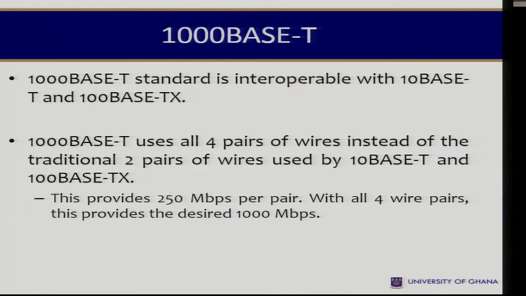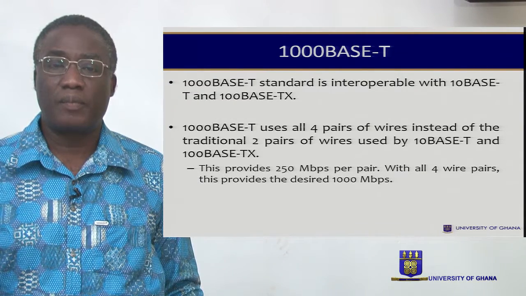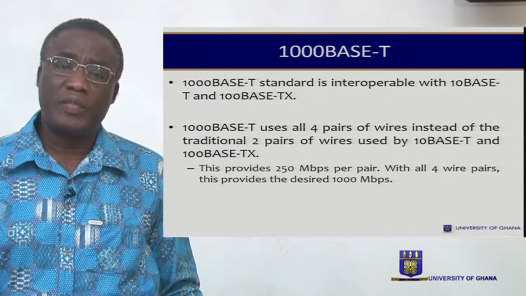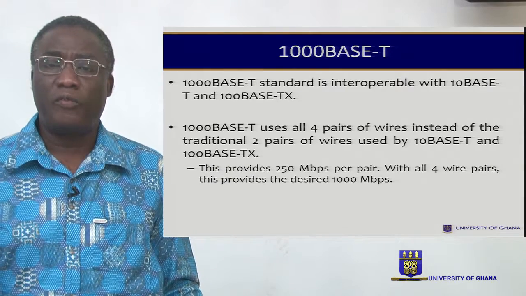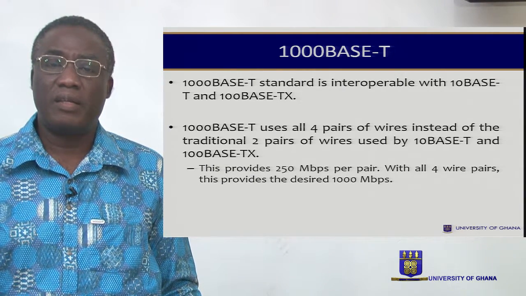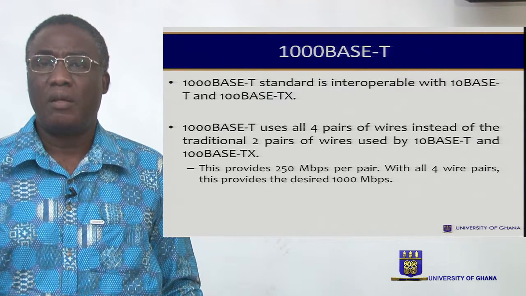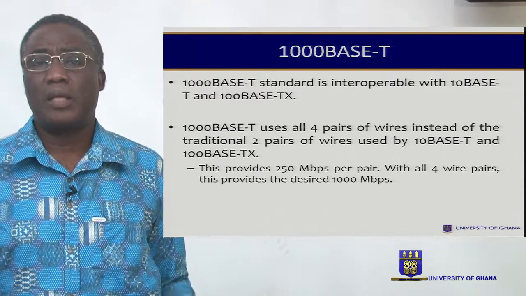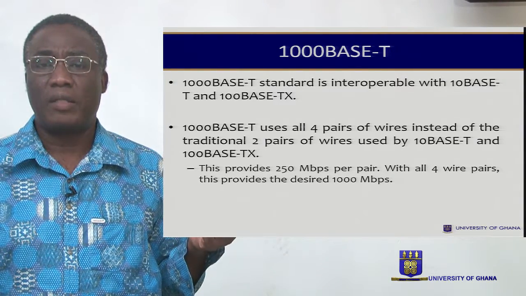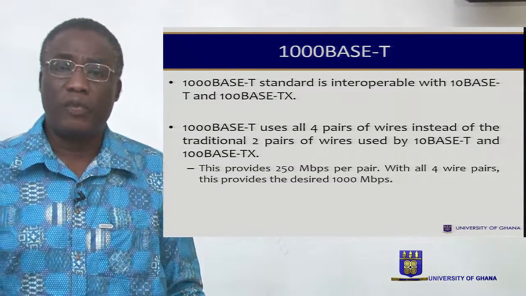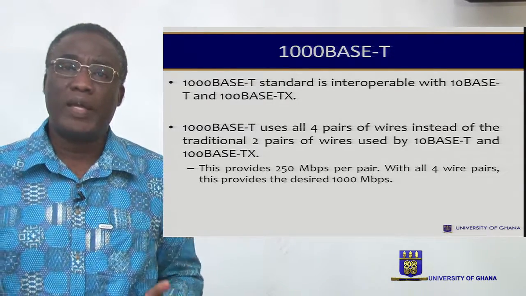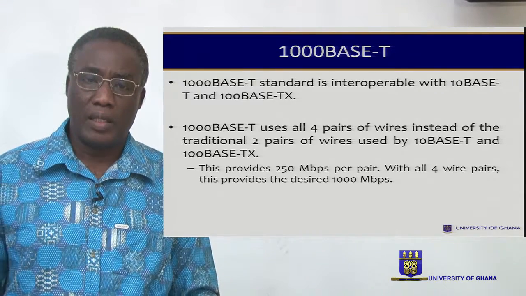The 1000BASE-T standard is interoperable with 10BASE-T and 100BASE-TX. 1000BASE-T uses all the 4 pairs of wires instead of the traditional 2 pairs of wires that are used by 10BASE-T and 100BASE-TX. This then provides up to 250 megabits per second per pair with all 4 wire pairs, which provides the desired 1000 megabits per second. Recall that we said we use the first 2 pins, right? Now if you are going to use all the 4 pairs, then we can actually increase the transmission range.